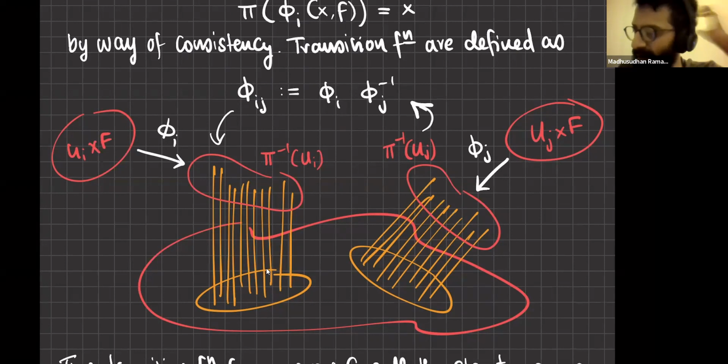But the basic idea is that your transition functions tell you how to go from one patch to another patch when you're talking about the full bundle.